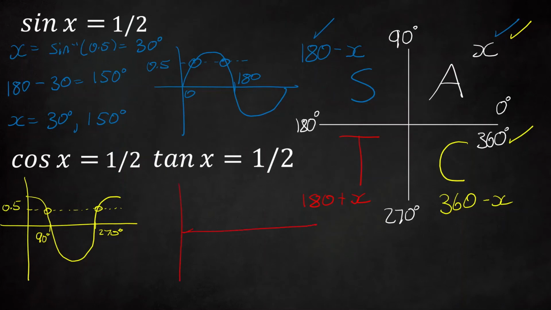And for tan, exact same situation. We'll quickly sketch the graph out, look at the answers, and again, just in the all quadrant and the tan quadrant. And you get your first answer just by doing the inverse cos or tan of a half, and then the second one just from doing what it tells you in the cast diagram.